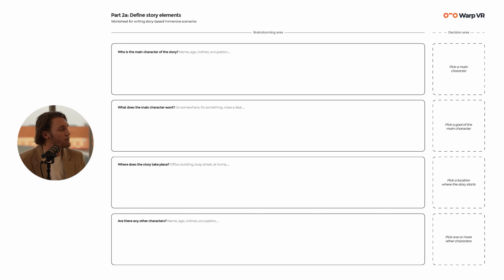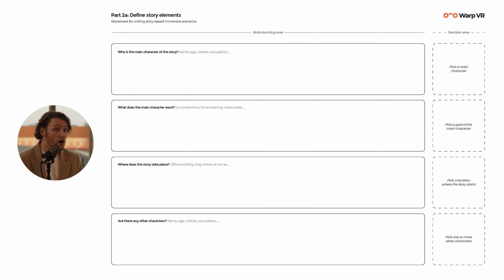So the first field is about the main character. Who is that person? Who do you play when you put on the VR headset? The second is the goal of the main character. That really helps to get the story going, to create conflicts and obstacles. For example, this can be to fix a deal, or when you have a scenario about a fire, this can be to go to your appointment. This is the first goal that you want to achieve as a player.